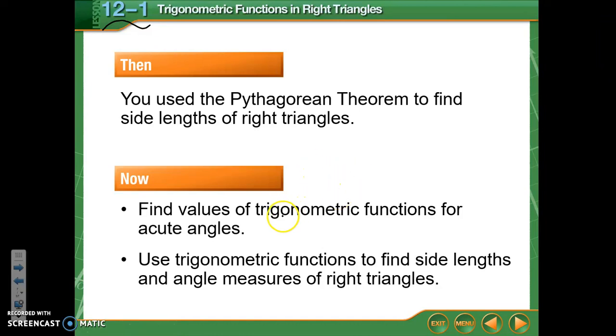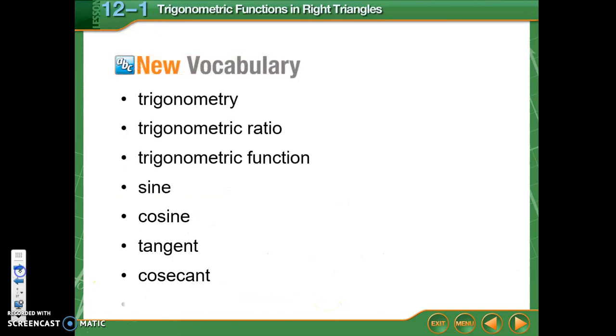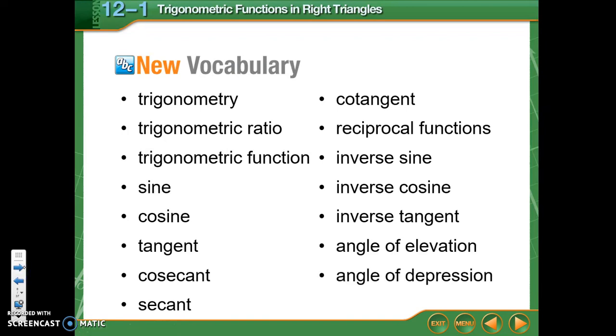So we're going to be finding the values of trig functions for acute angles, angles between 0 and 90 degrees. And we're going to use trigonometric functions to find the side lengths. We're going to find missing sides and missing angle measures in right triangles. There's a lot of vocabulary in this section, so as you go through, make sure that you are picking that up, making note of it. A lot of these things you should recognize from geometry.